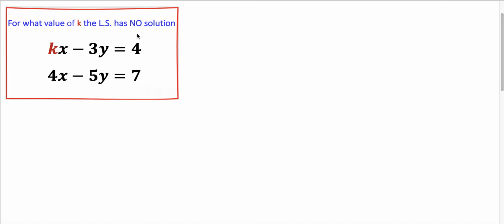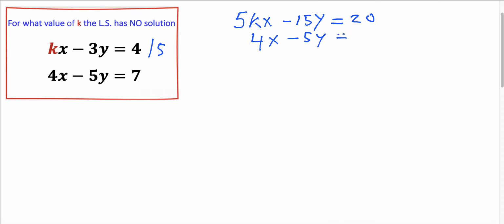So first of all, we are looking here to make this a multiple of 5. What I'm going to do here is multiply the whole system by 5. If I multiply by 5, 5 times kx is 5kx, 5 times minus 3 is minus 15y, and 5 times 4 is 20. And let me rewrite the second linear equation the way it is: 4x minus 5y is equal to 7.